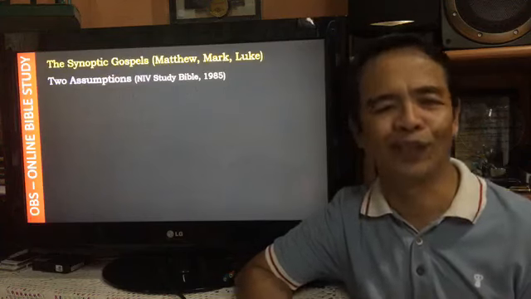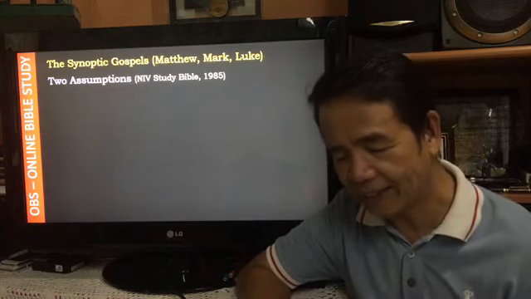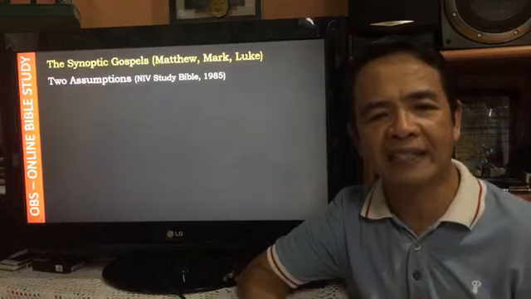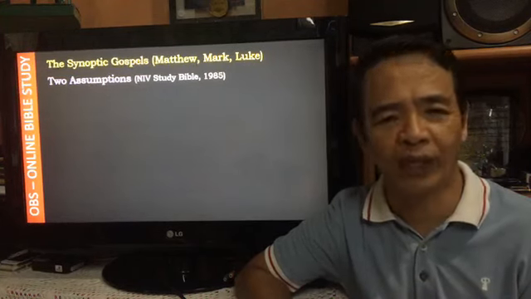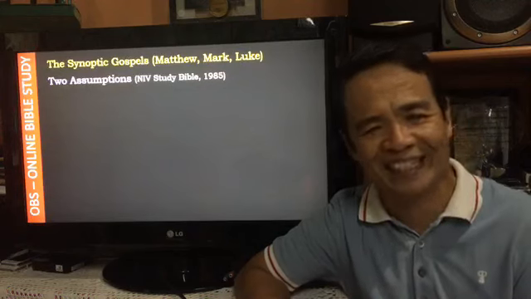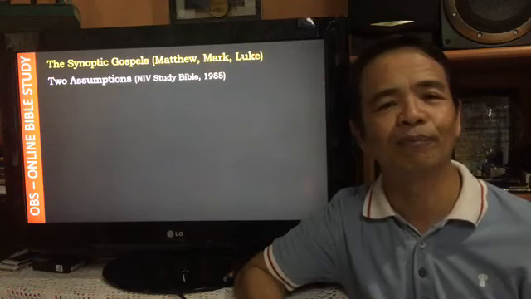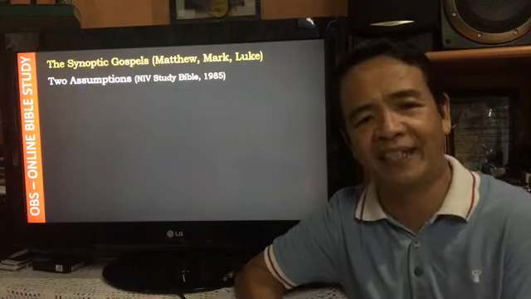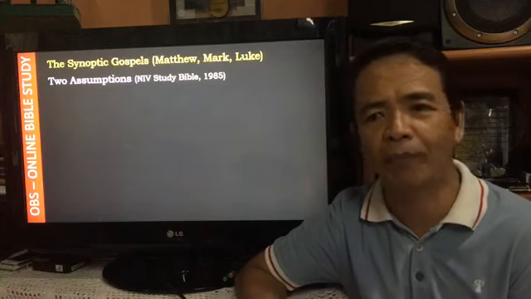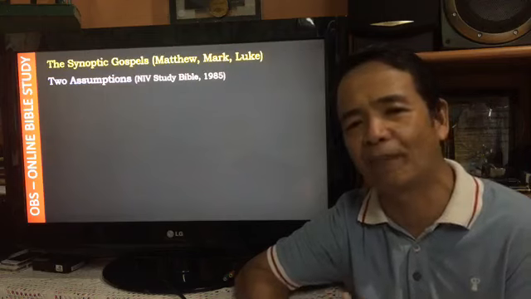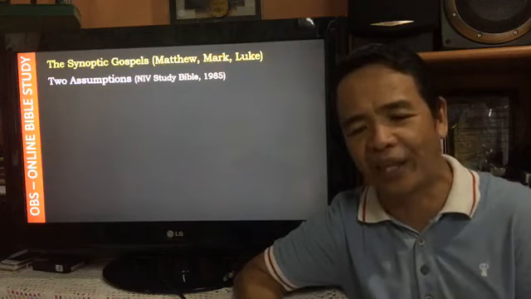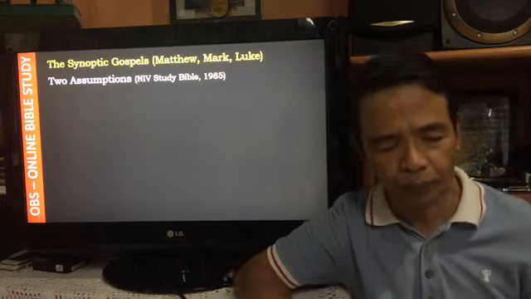There are two assumptions concerning the synoptic gospels. This is taken from the NIV Study Bible, and some are taken from my notes during my studies. We need to give credit to whom credit is due, as much as I can remember, but there are some that I could not remember where I took them, or where my teachers took them. So be that as it may.